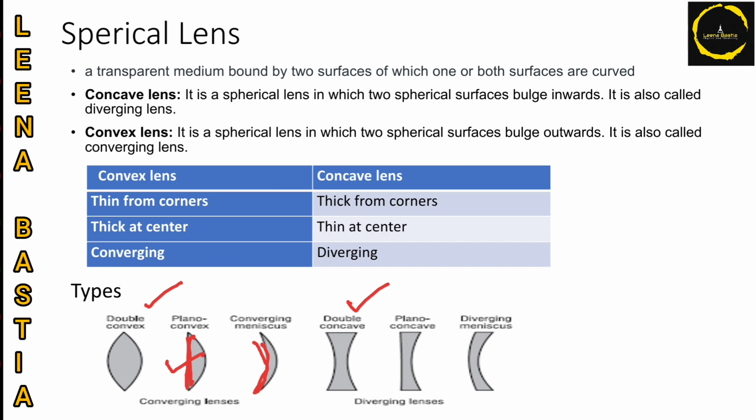Similarly, in case of concave lens, the first one is double concave or simply concave, as I already told you. Now, if one part is plane and the other part is concave, then we say plano concave. Similarly, if the plane part is also curved, then we say it is a diverging meniscus. I hope this is clear. Now let us move to the next topic.